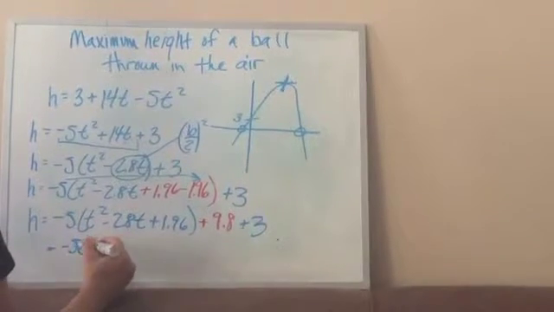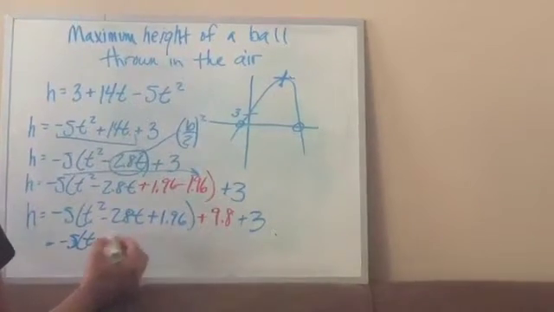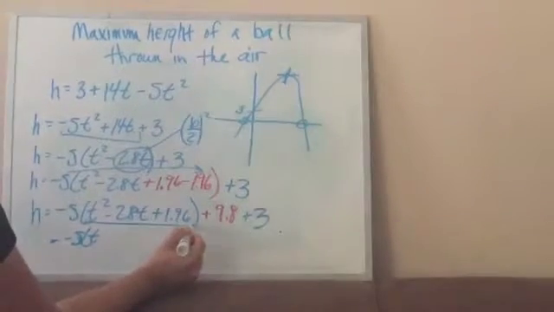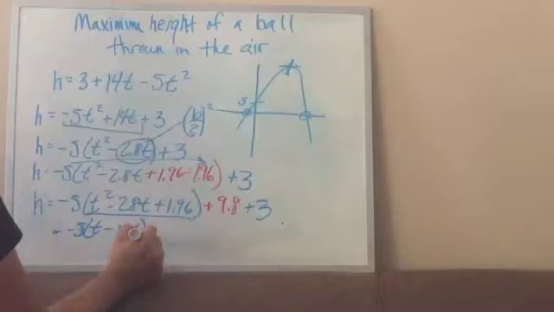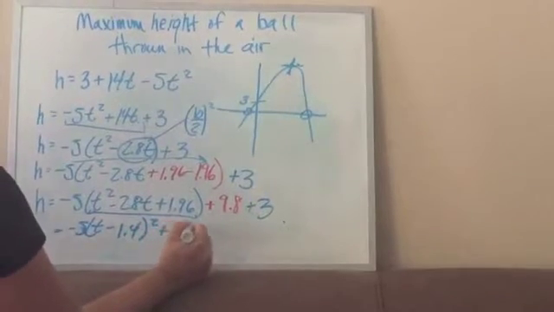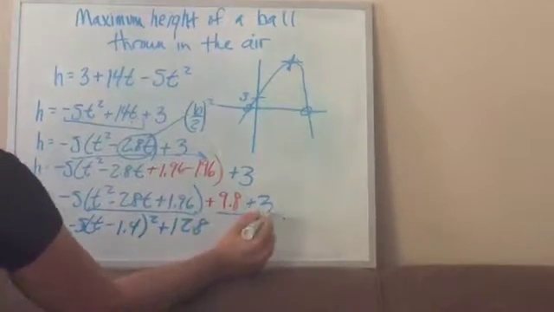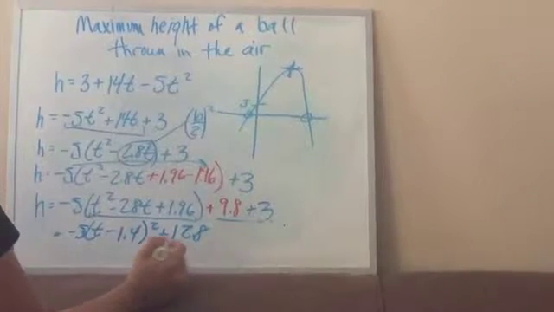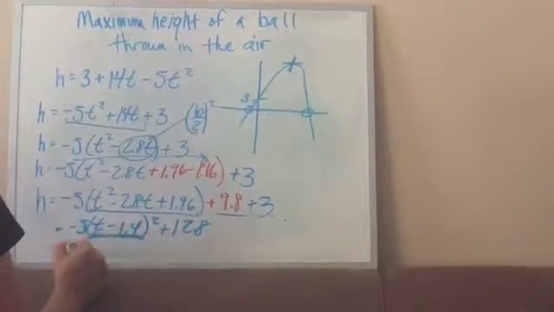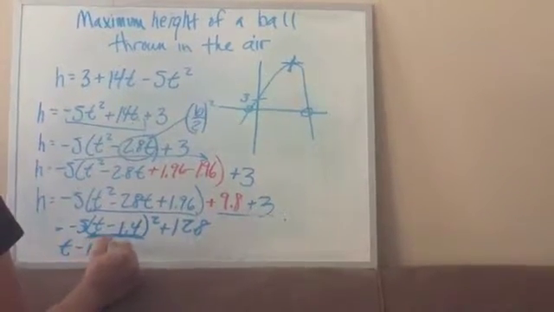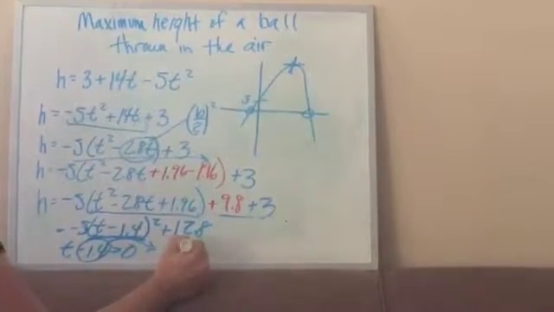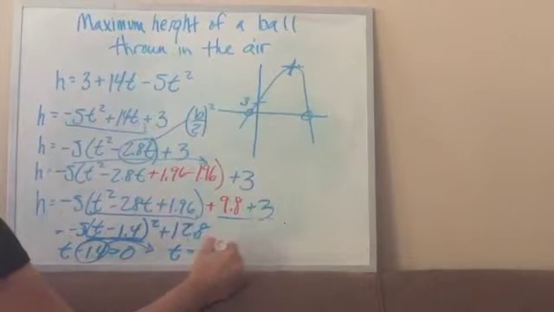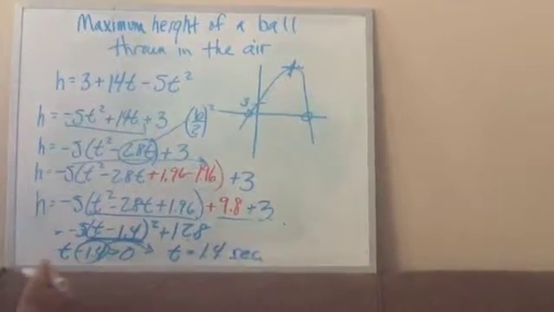So in order to factor this, we take the square root of the first term, we use the first sign given, which is the subtraction sign, and we take the square root of the last term, or half of the b term, which is 1.4. And then we add the 9.8 and the 3 to the end, getting our maximum height. 12.8 is our maximum height. And when does that happen? It happens when t equals 1.4 seconds.